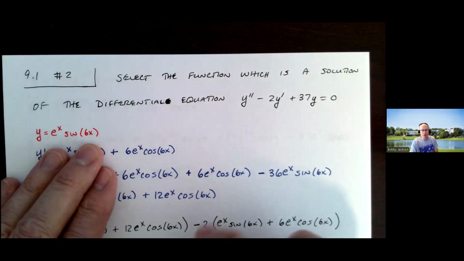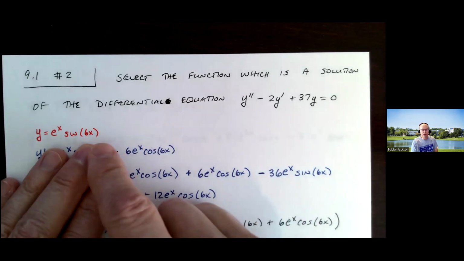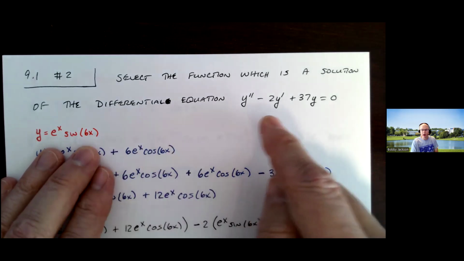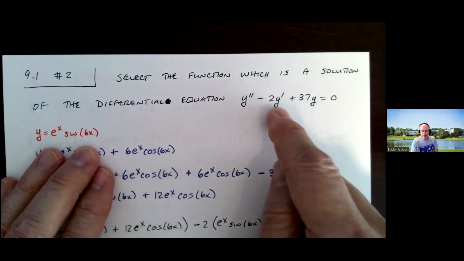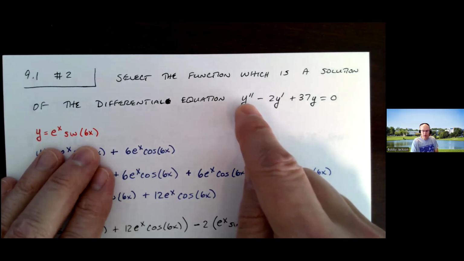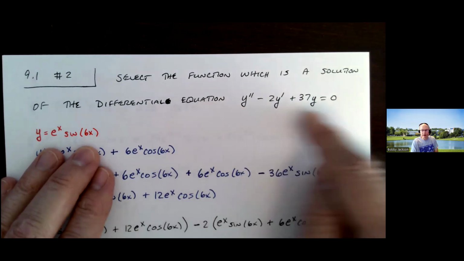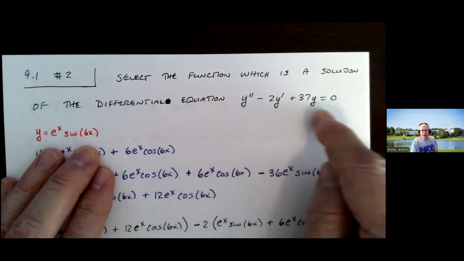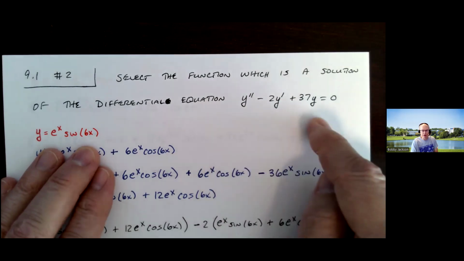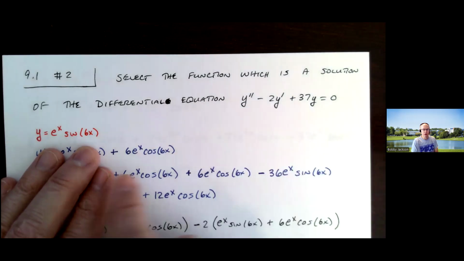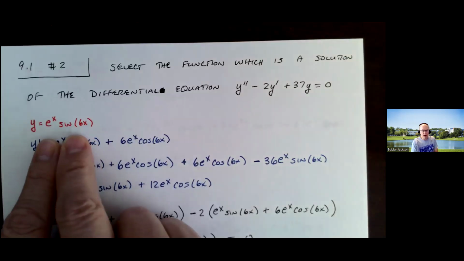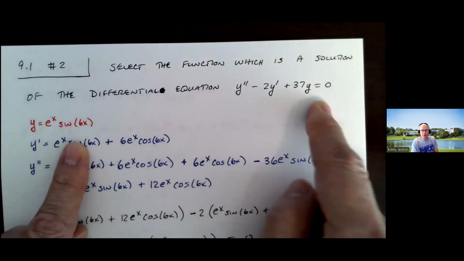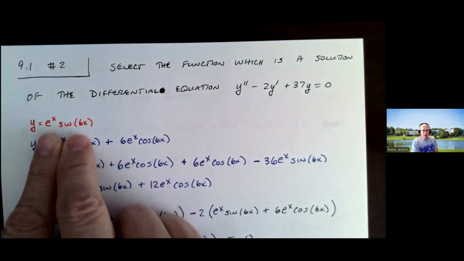So what they want you to do is, given the different choices for y, find the derivative and the second derivative, plug into this equation, and make sure you have an identity. We want to find a function y that satisfies this equation for all values of x. So let's look at the first one here. Again, your differential equation might be different, and therefore your choices or options for solutions might be different as well.